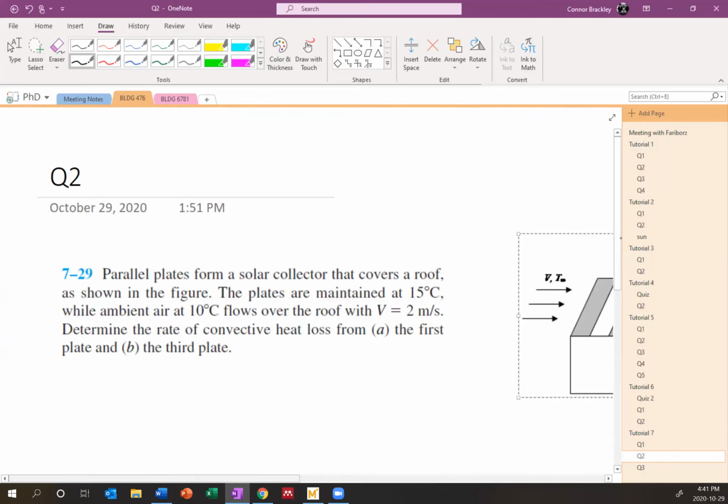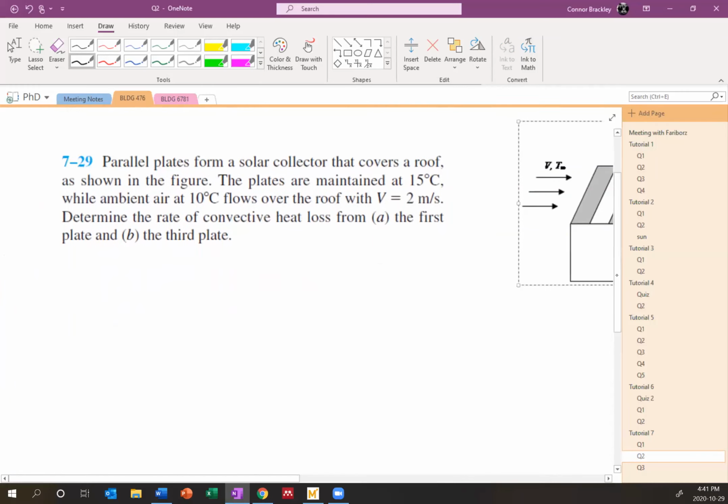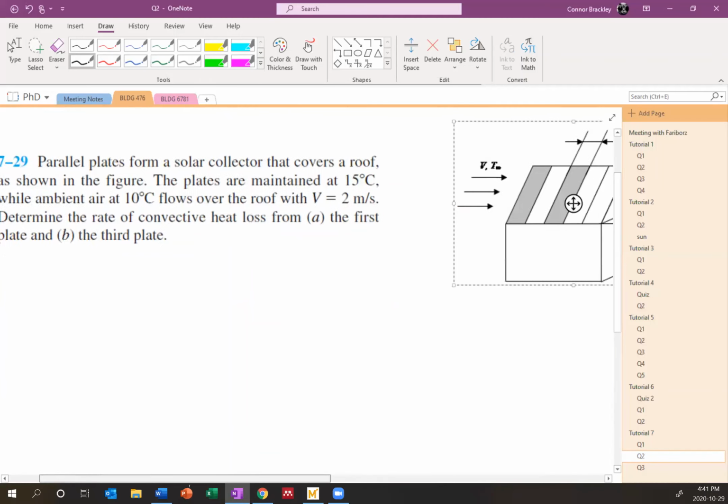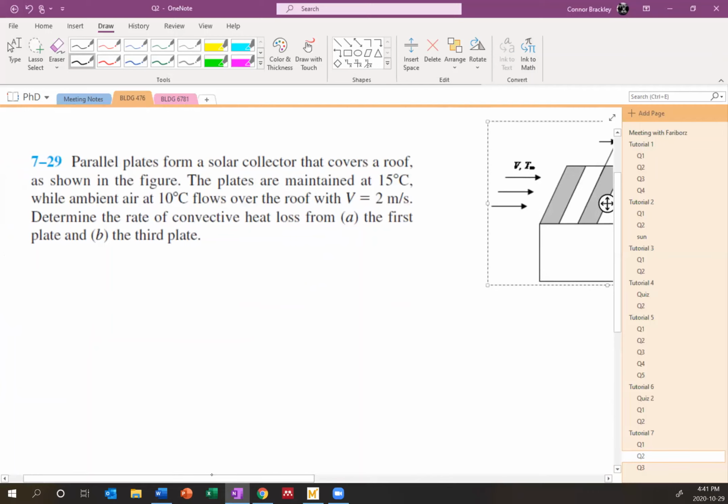Okay. So this question is a similar one. We have parallel flat plates on the roof of this house, and we have our velocity and our temperature going over them. The plates are maintained at 15 degrees Celsius. So we have a similar situation: our surface temperature is 15 degrees Celsius, ambient air is 10, so we know T infinity, and we know our velocity. We want to determine the rate of convective heat loss from the first plate and the third plate.